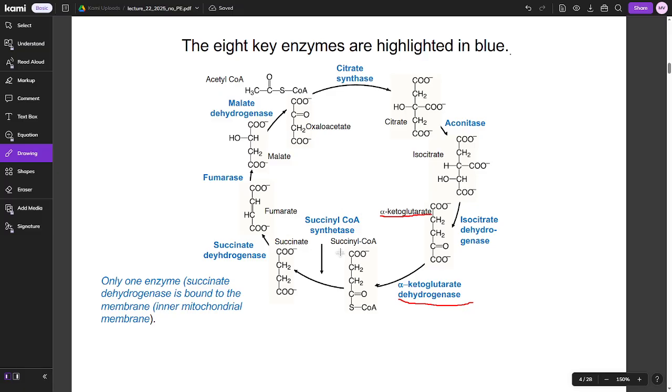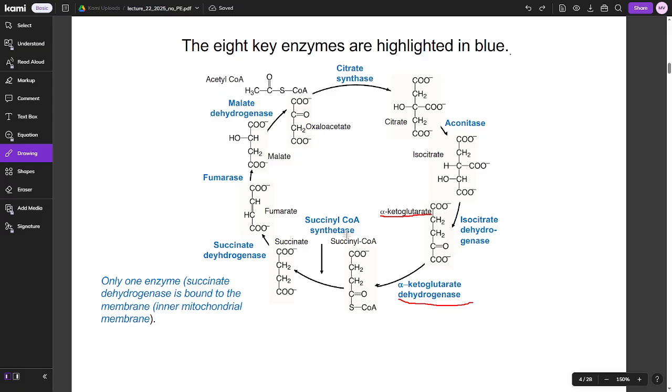Succinyl-CoA synthetase, right, with succinyl-CoA. So notice how this S-CoA came into play here. It wasn't here before, so it must have been added in this step, right? That's why I'm saying if you memorize the structures, then you can kind of figure out what goes in and what comes out, right? Succinyl-CoA, right?